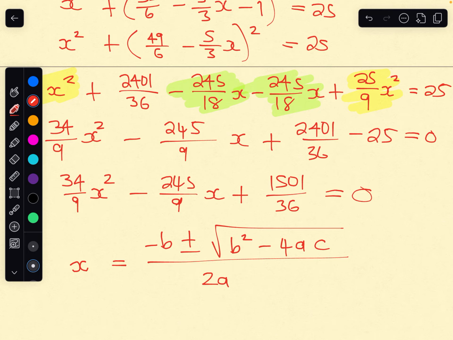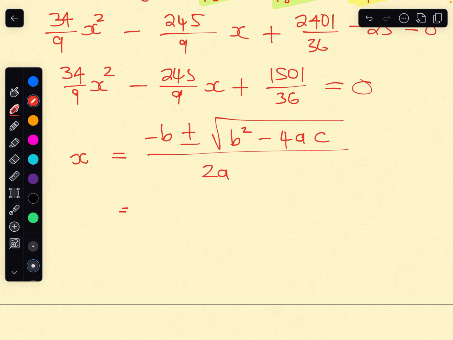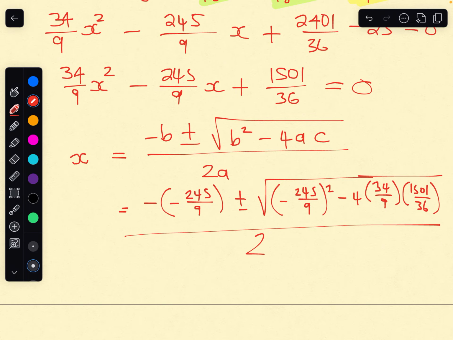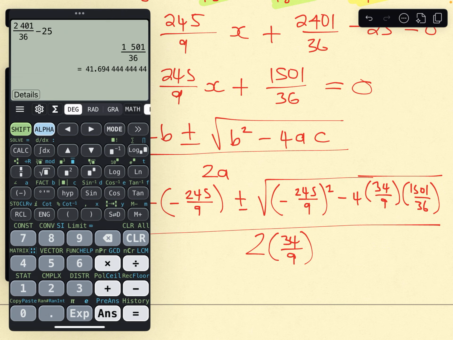Right. So in this case, our b is minus 245 over 9. Put that there again. And then our a is 34 over 9. Our c is 1501 over 36. And then down here we have 2 times a again. Okay, so let's go ahead and sub all of that in.